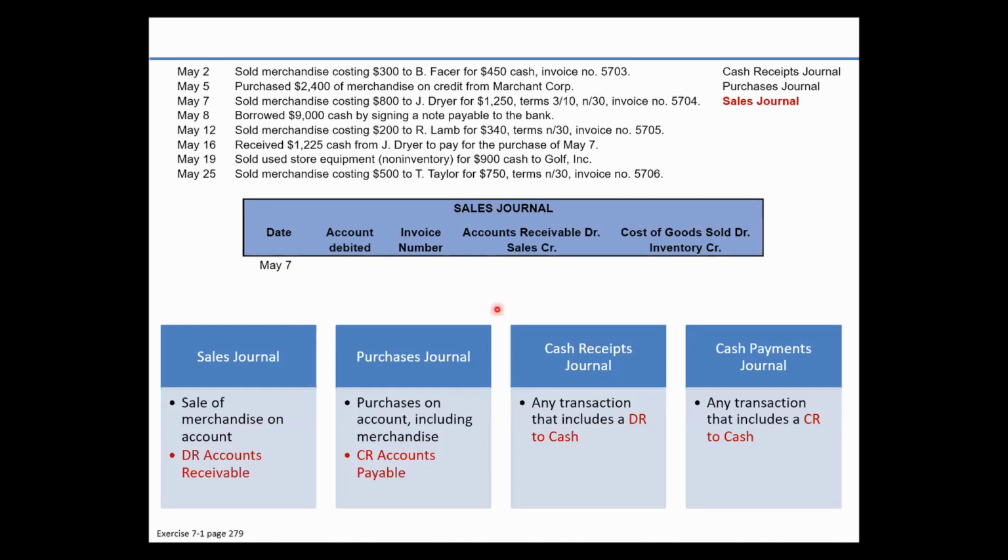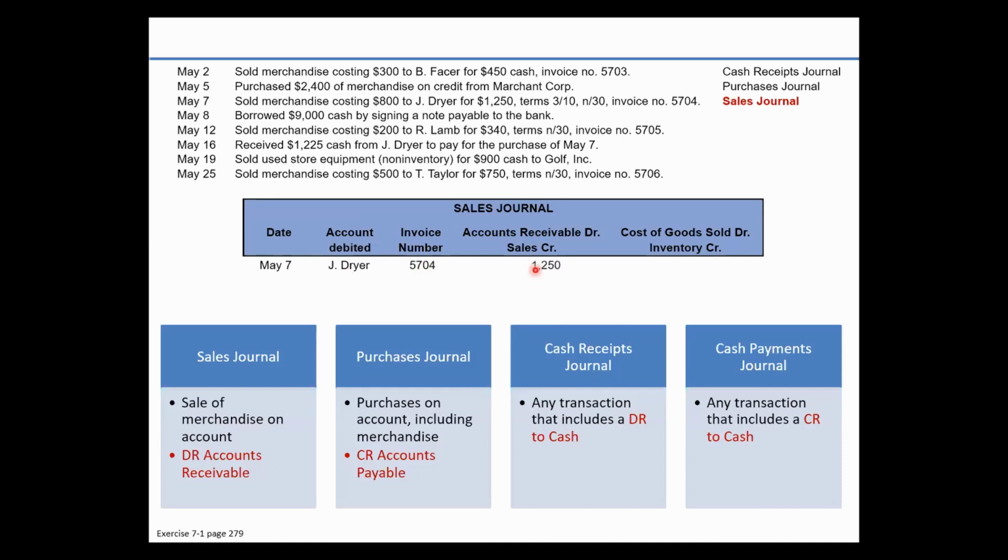So you have a sales journal. It has the following columns. You record the date, the amount that would be debited, the invoice, and then accounts receivable credit, and then cost of goods sold debit and inventory credit. Okay, and that's what you would then record then to your ledger when you go to do that. And I tell you here how to do that. So we would put the date, which is May the 7th, to J. Dryer, invoice 5704.